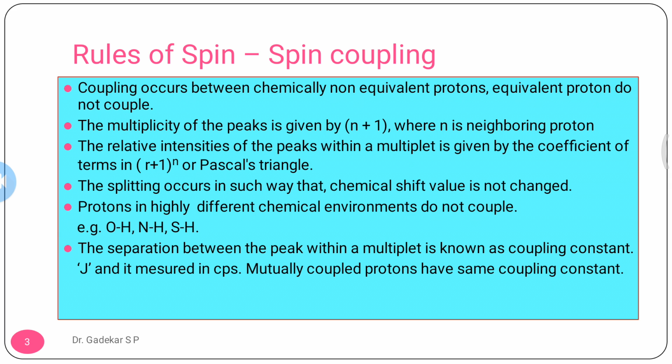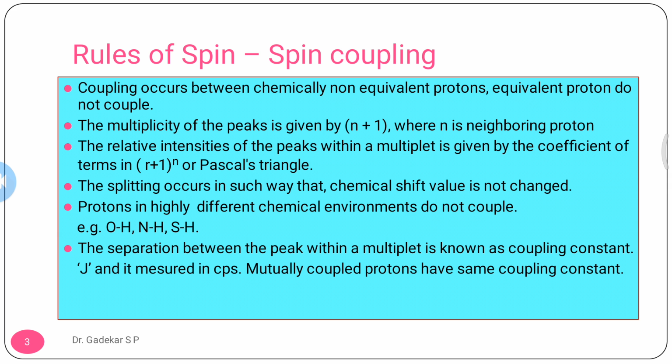For example, OH, NH, SH, the thiol group, amine group and alcoholic groups. These heteroatom protons do not couple in spin-spin coupling. Heteroatom protons are in a highly different chemical environment, so they do not couple and they do not split.